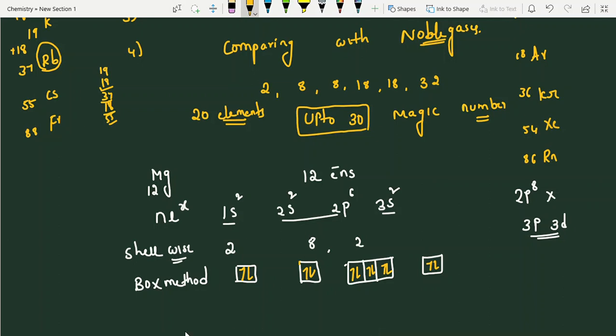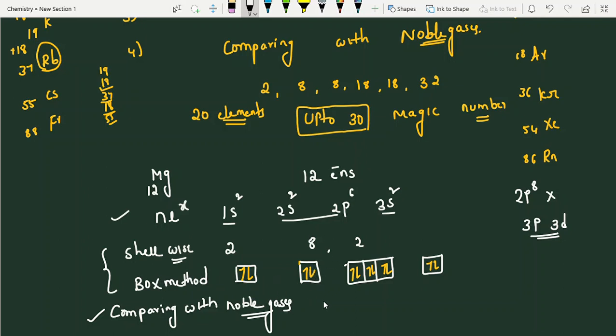Clear? Now what is the last method, students? Yes, comparing with the noble gases. Whether it is a board exam, PU board, a state board, or CBSE board, you can write any method, the box method or comparing with the noble gases. Most students write the NLX method in board exams, but these two methods are generally asked in competitive exams, especially the box method.